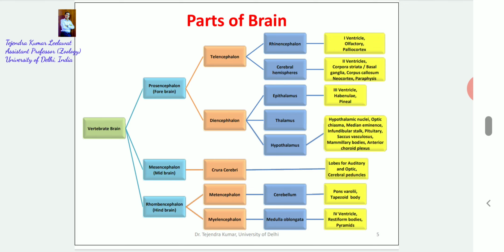Hypothalamus has hypothalamic nuclei, optic chiasma, median eminence, infundibular stalk, pituitary, saccus vasculosus, mammillary body, anterior choroid plexus. Midbrain is related to the lobes of auditory and optic. Cerebral peduncle. Cerebellum has pons varolii and trapezoid body. Medulla oblongata has the fourth ventricle, restiform bodies and pyramids. So this is the complete classification of our brain.